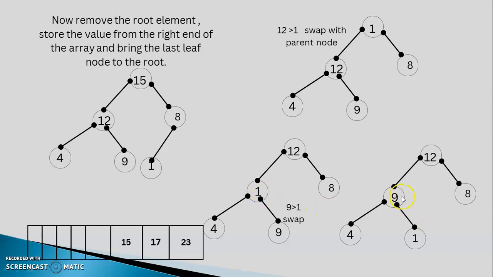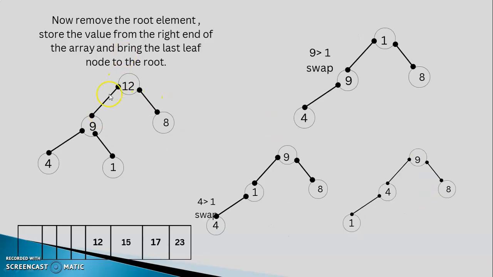That means 9 will go to the parent node and 1 will come to the children node. So this is the final tree structure we got after removing the root node 15. So for the next level, we are going to use this as reference. So now you use this tree as a reference.